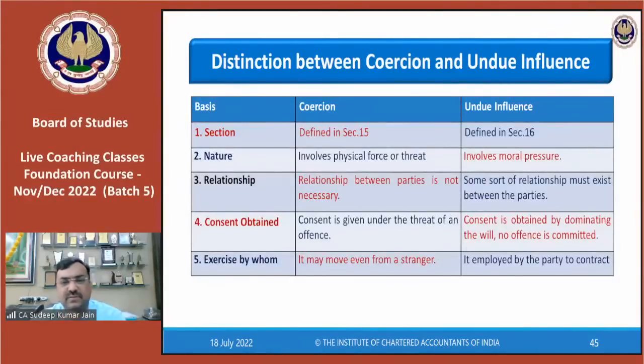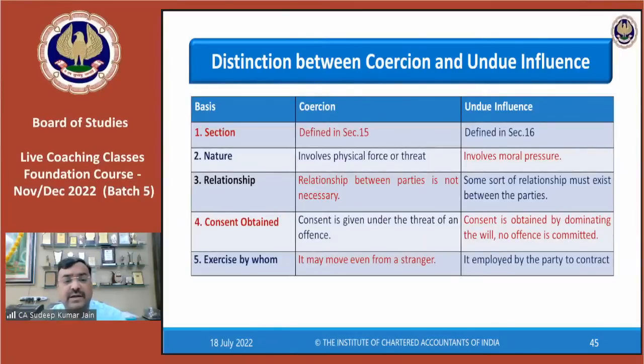Differences. One of you asked whether section B can be considered a point of differentiation. Yes, I have told that point, and that section will definitely be the point. Sections 15 and 16: coercion is physical force in nature, but undue influence is moral pressure and relationship. There is no requirement of relationship in coercion, but a relationship is required in undue influence. In coercion, consent is obtained under the threat of an offense, but here consent is obtained by dominating the will.